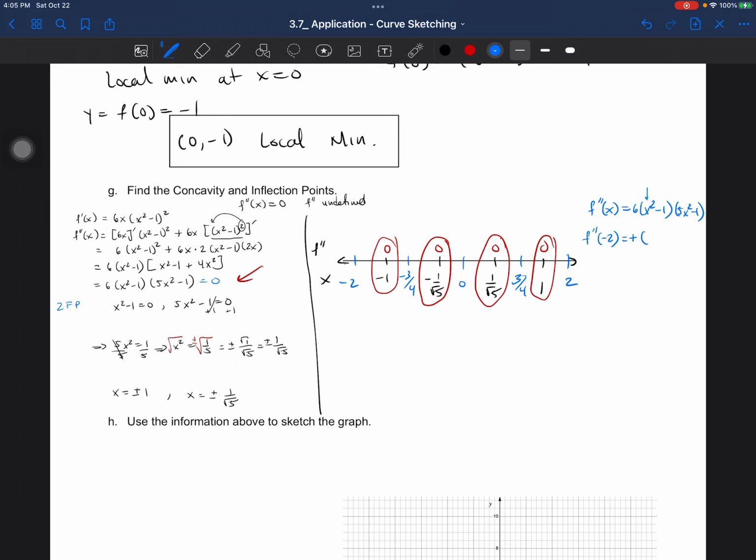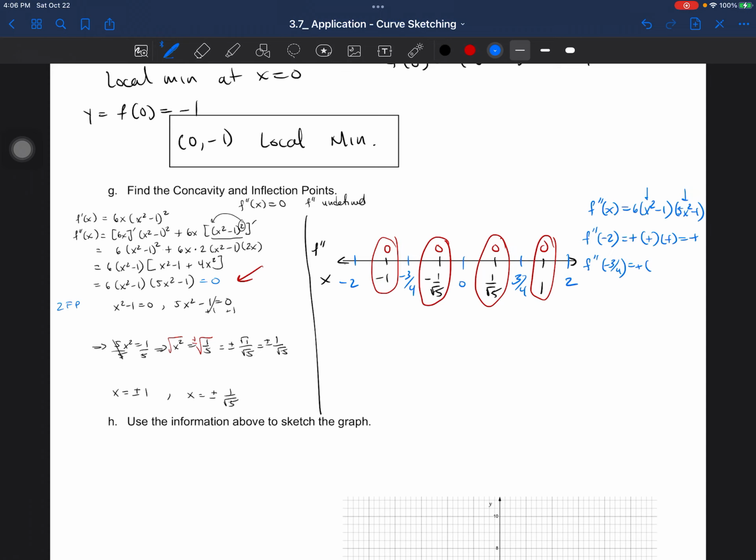All right, so when you plug in negative 2, the 6 is going to give us a positive. When you plug in negative 2 here, you're going to get 4 minus 1, which is a positive. When you plug in negative 2 there, you're going to get a positive 4 times 5 minus 1, which is still positive. So this is a positive.